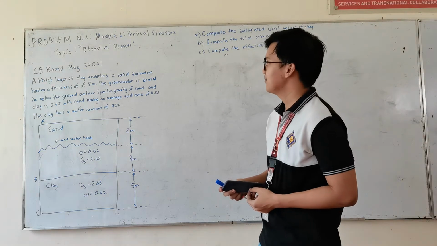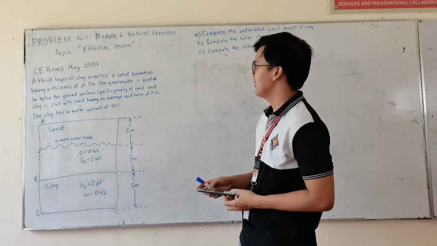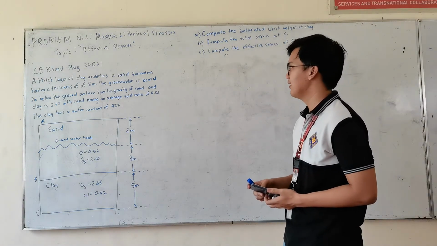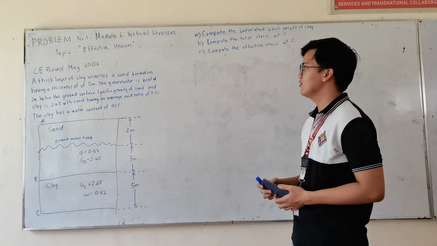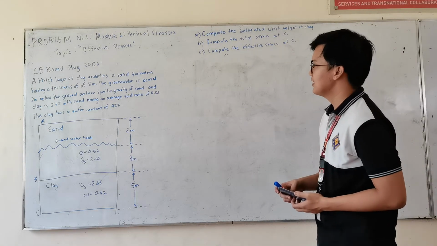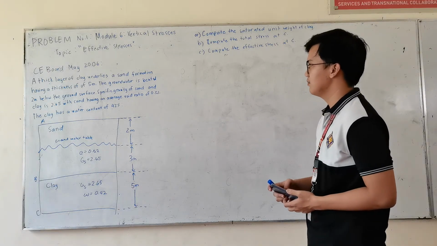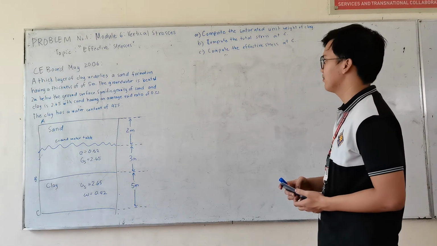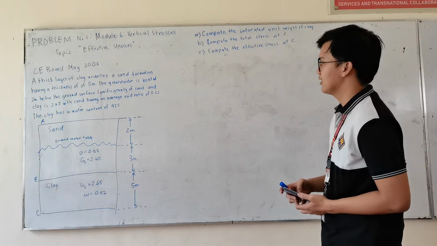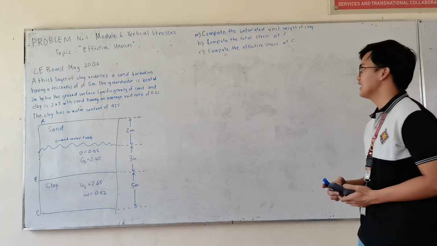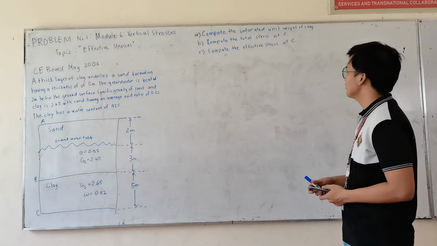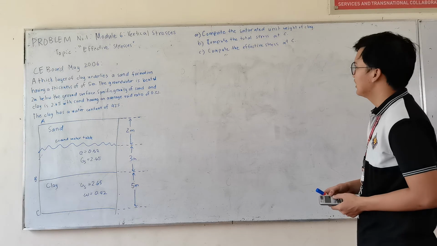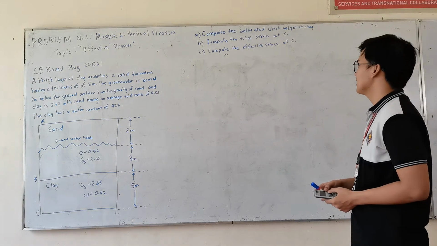So my first problem is number 1, CE Board May 2006. A thick layer of clay underlies a sand formation having a thickness of 5 meters. The groundwater is located 2 meters below the ground surface. Specific gravity of sand and clay is 2.65, with sand having an average void ratio of 0.52. The clay has a water content of 42%. So what I am asking you to find is, letter A, compute the saturated unit weight of clay. B, compute the total stress at C. And letter C is compute the effective stress at C.